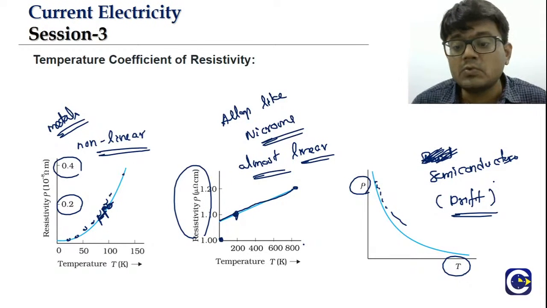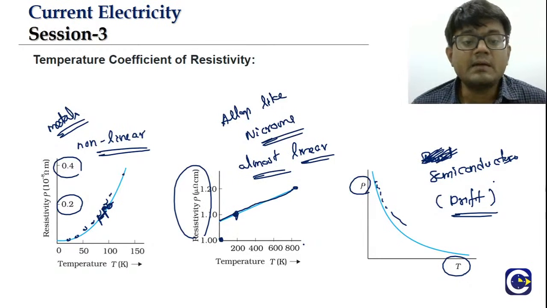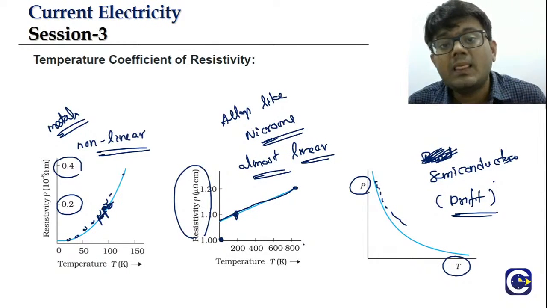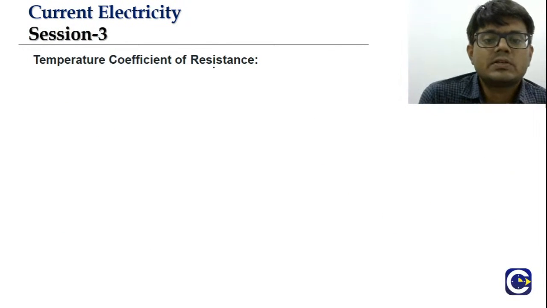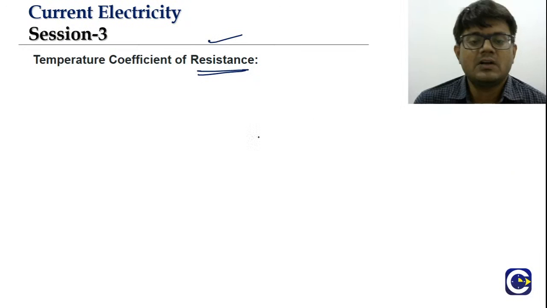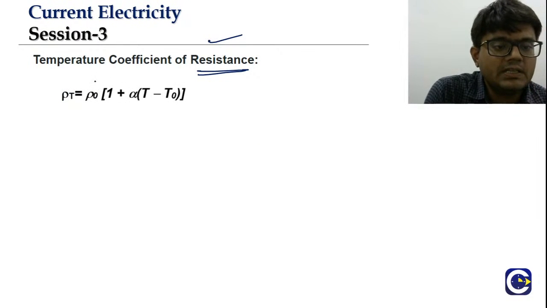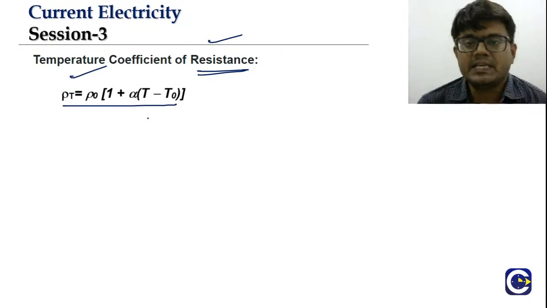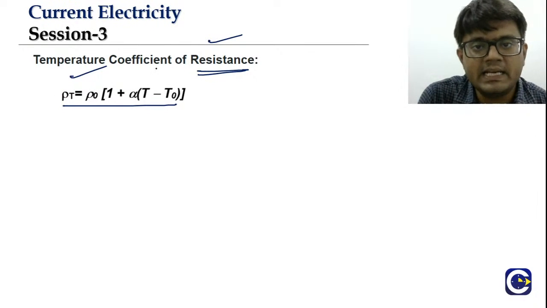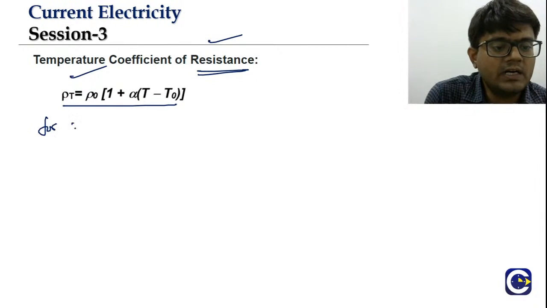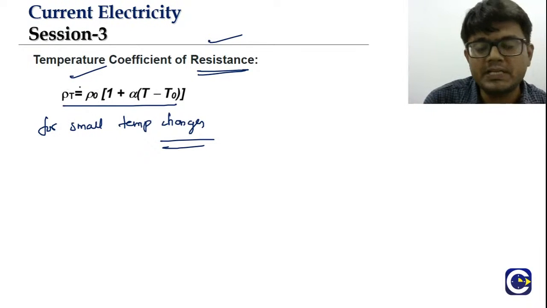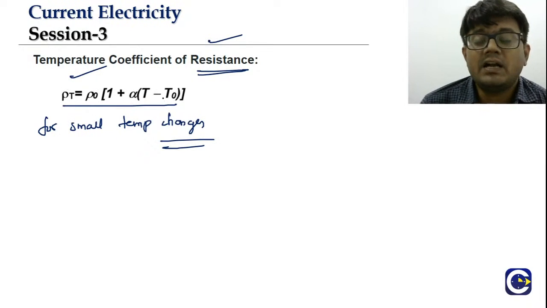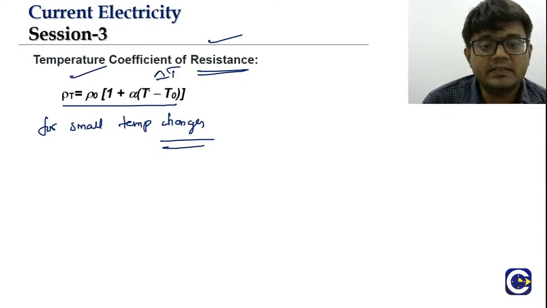But in the textbooks you will also see the temperature coefficient of resistance. We already have this result for the temperature coefficient of resistivity. We are talking about metallic conductors, right? So for small temperature changes, what is the relation we have? Rho at a temperature T is equal to rho naught into 1 plus alpha delta T. This is the delta T, right? T minus T naught.